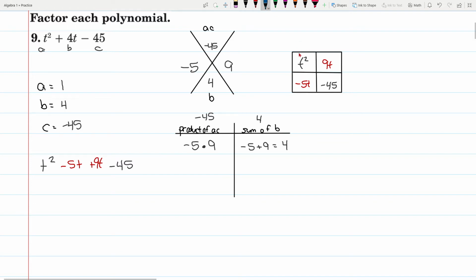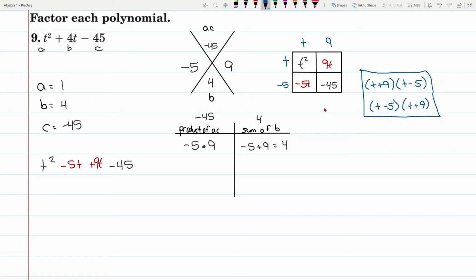As I look here, my greatest common factor is a t. My greatest common factor here is a 9. Coming back across, it's still a t. And here it's a minus 9. So I can write my factored answer as t plus 9 times t minus 5. Or, I'm not going to write this every single time, t minus 5 times t plus 9 is also the same answer.